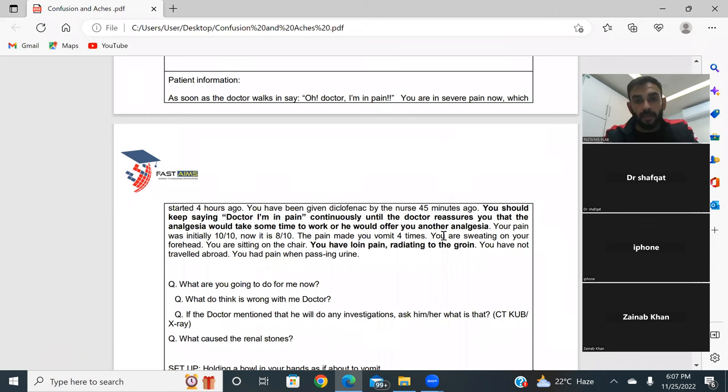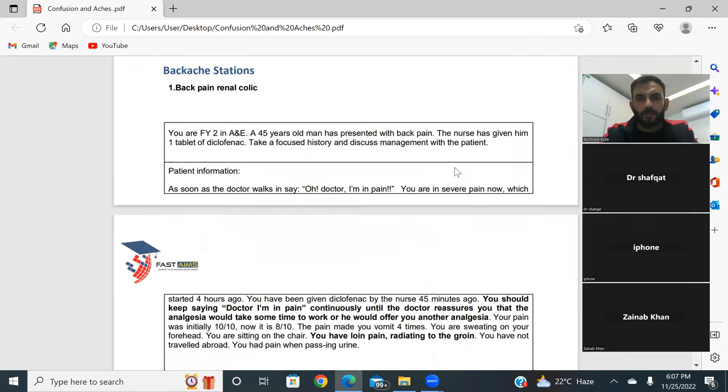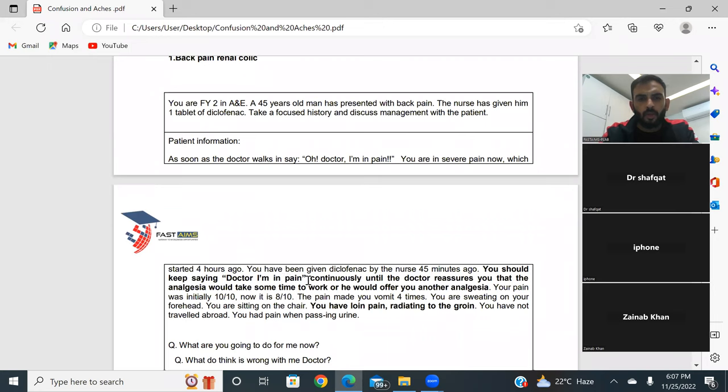Okay. So this is the patient information. You are in pain, which started 4 hours ago. You have been given diclofenac 45 minutes ago. You should keep saying, doc, I'm in pain, continuously, until the doctor reassures that the analgesia would take some time to work. Look at this. You have asked the patient, have you taken anything? Yes, I have taken the injection of diclofenac sodium. Then you say, okay, don't worry. I am going to give you another painkiller.